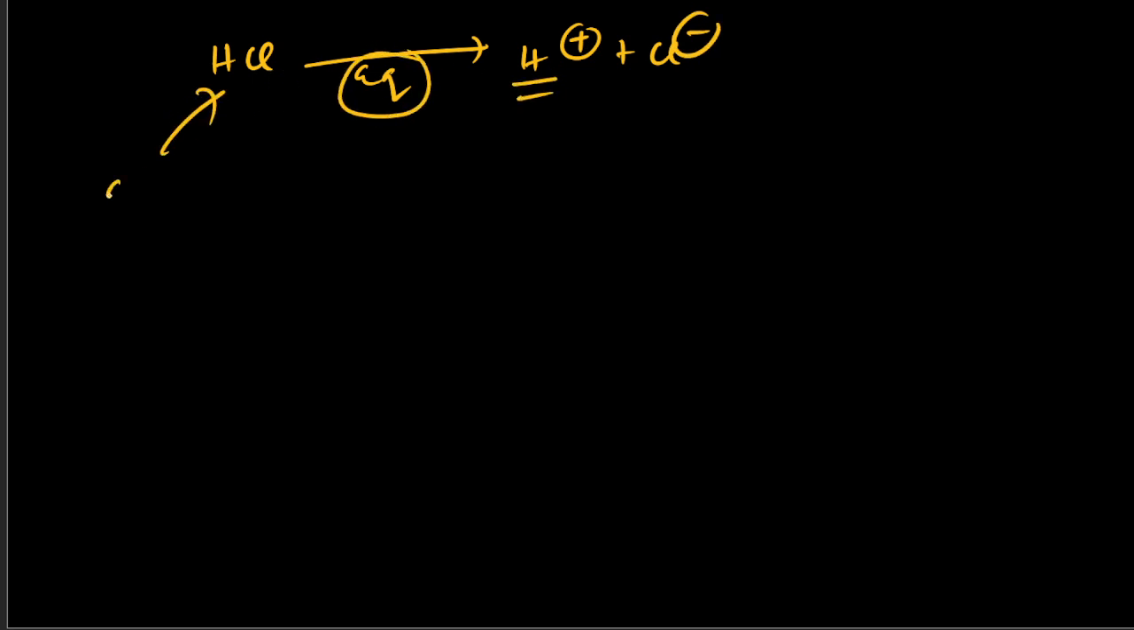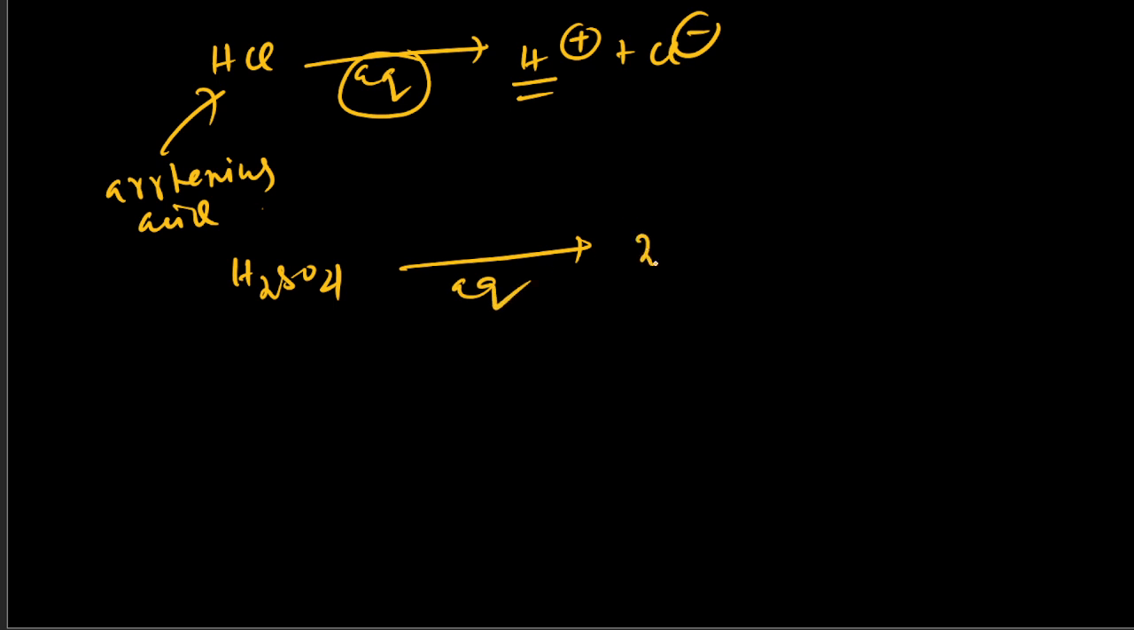So according to him, suppose this HCl in aqueous medium gives H+ and Cl-. Since in aqueous medium H+ is given, this is an Arrhenius acid. Similarly, if we say H2SO4 in aqueous medium, this gives 2H+ and SO4 2-. So in aqueous medium this is giving H+, the positive ion is H+, so this is known as an Arrhenius acid.